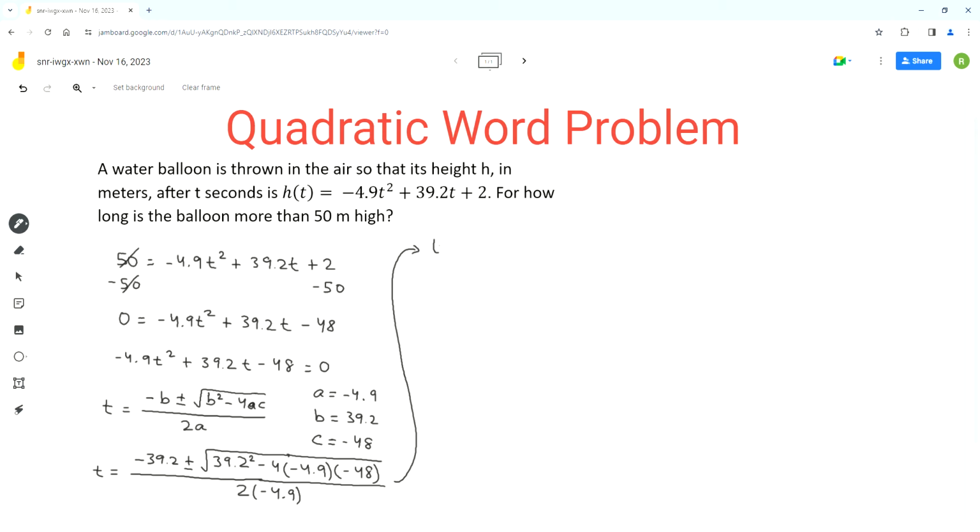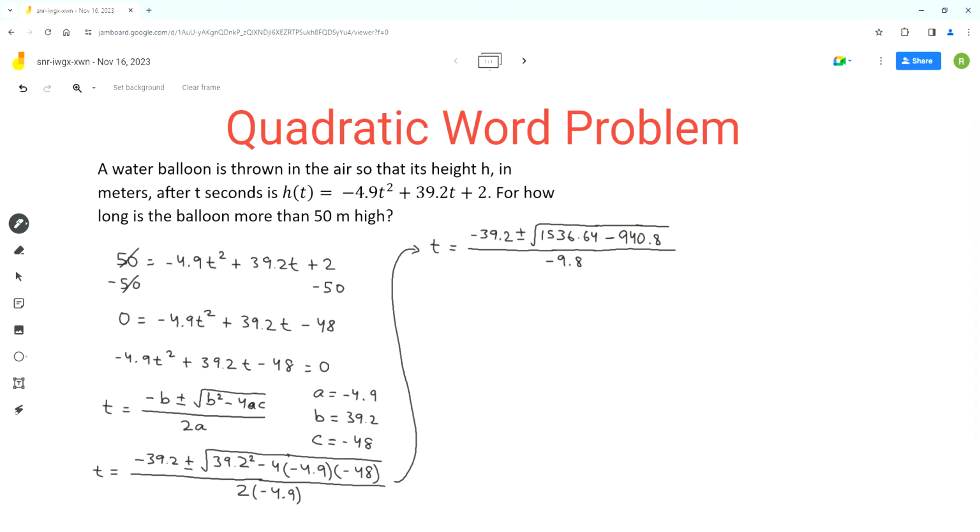So we have to start by simplifying the expression under the square root. Now if your calculator is able to do the whole step in one go, then you can just input this expression under the square root in the calculator and it'll give you the answer. Or if you have to do it manually, 39.2 squared is 1536.64, minus 940.8, over, and in the denominator I get negative 9.8.